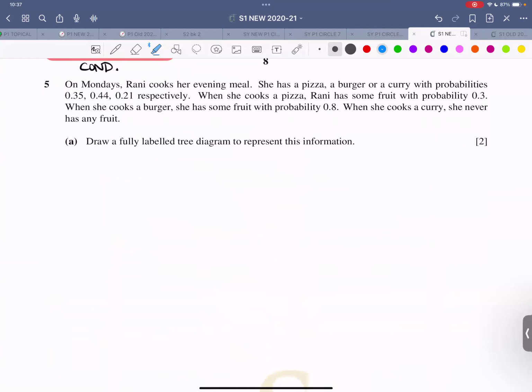Now it says, on Monday, Rani cooks her evening meal. She has pizza, burger, or a curry. So there are 3 options over here. That is pizza, burger, or curry with probabilities 0.35, 0.44, 0.21 respectively. When she cooks a pizza, Rani has some fruit with probability 0.3. So with pizza, the fruit is 0.3. With burger, the fruit is 0.8. When she cooks curry, she never has any fruit. That means the probability is 0.